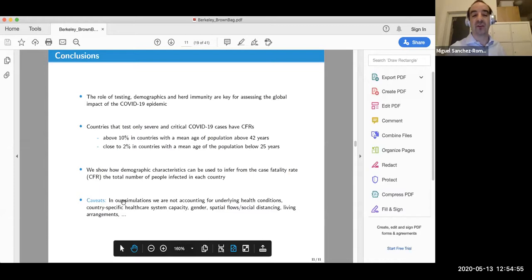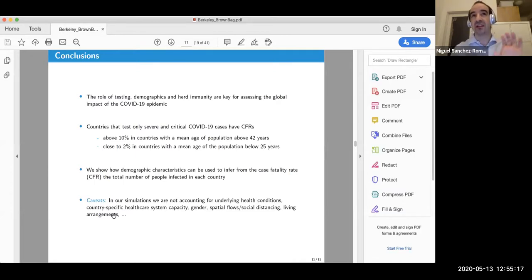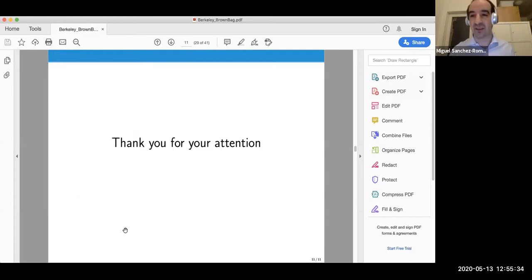And we have a few caveats to report that we are not taking into account in our simulations: the underlying health conditions, country-specific healthcare system capacity, gender differences, and social distancing and living arrangements. Although many of these caveats will not apply whenever they are non-pharmaceutical interventions. So whenever these caveats are not non-pharmaceutical interventions, in principle, this won't affect our indirect method. So thank you for your attention.